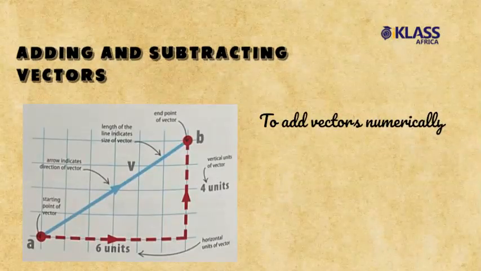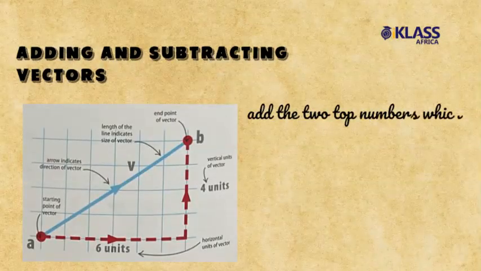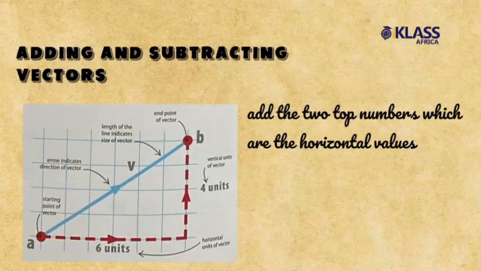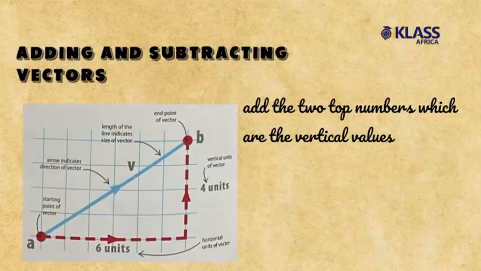To add vectors numerically, add the two top numbers, which are the horizontal values, and the two bottom numbers, which are the vertical values. Example.